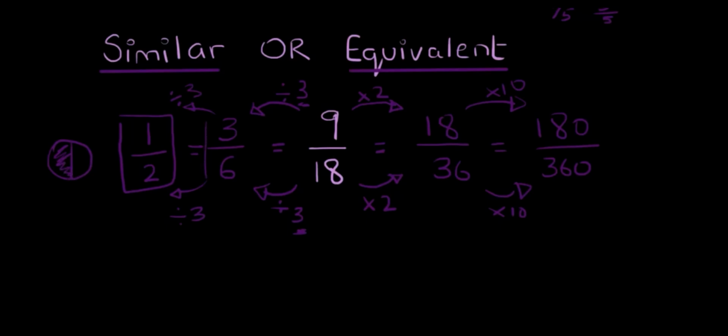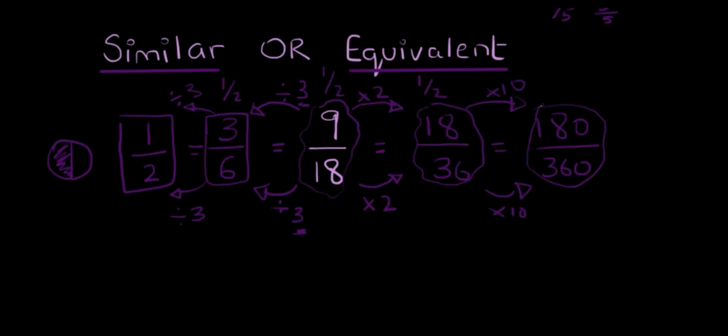And this fraction, 3 out of 6, represents the exact same thing, because if I simplify that, I again get a half. 9 over 18 represents the exact same thing, a half. 18 over 36 represents the exact same thing, a half. And 180 over 360 also represents a half. This is something we call similar fractions or equivalent fractions. The reason it's very important is because every question on fractions that you would be dealing with would require simplifying, and that's how you simplify fractions.